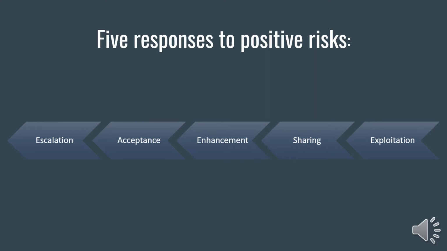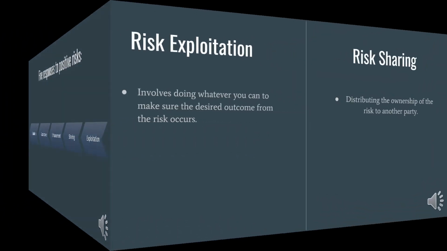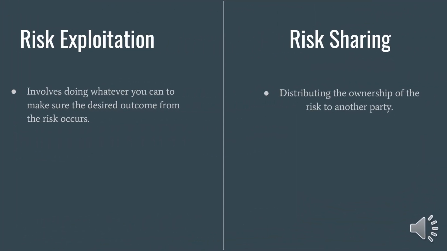There are 5 responses to positive risks. It starts with exploitation, then sharing, enhancement, acceptance, and then escalation. Risk exploitation involves doing whatever you can to make sure that the desired outcome from the risk occurs. As for risk sharing, it is distributing the ownership of the risk to another party.